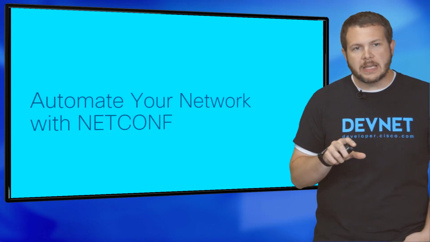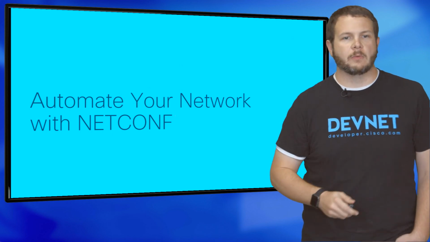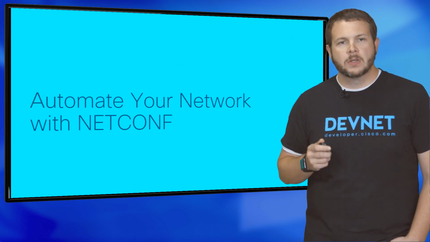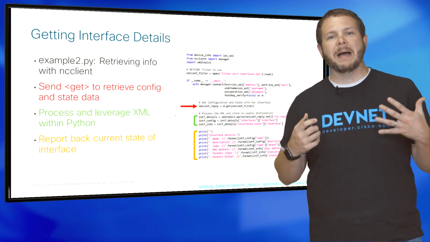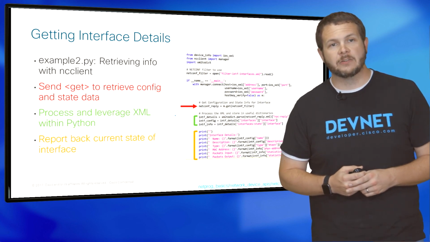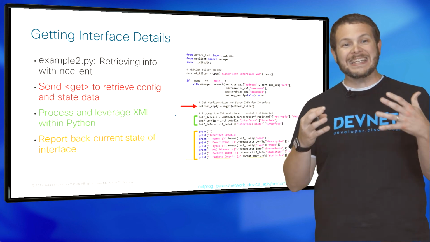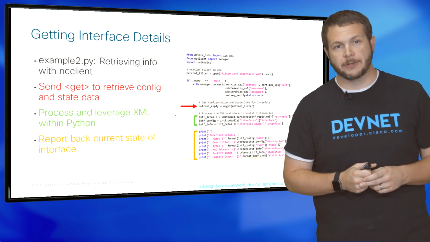Now that we've looked at the data models, we've said hello in Python, let's look at actually using NetConf to automate our network configurations. So the first bit of information we want to do is retrieve interface details about our NetConf connection. Here in example 2, we're going to get information from our device that's out there. Let's look at this code and how it goes together.